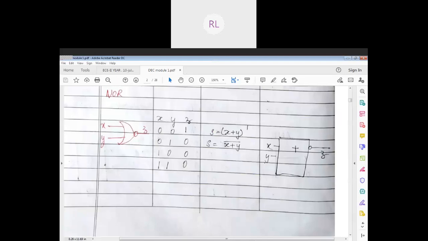Similarly, these special logic gates, which are nothing but your XOR and XNOR. XOR has a very special application in the field of digital electronics. It is used like a comparator. How can we say that it's used as a comparator? Whenever the values are the same, the value is 0.